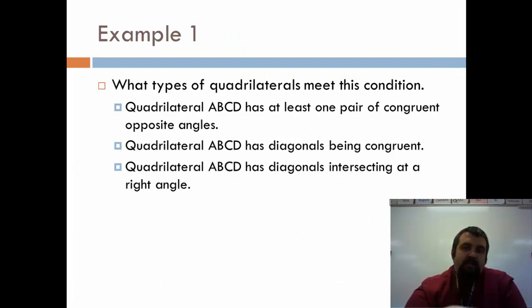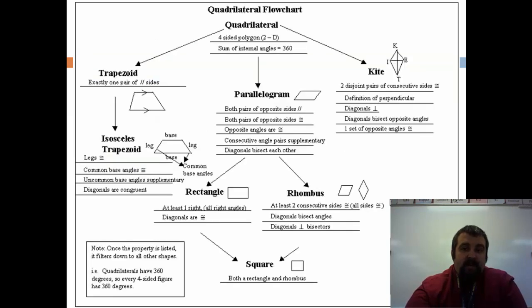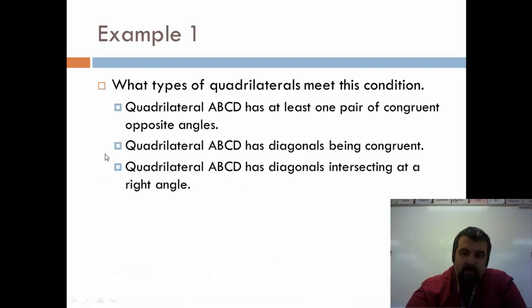Also, quadrilateral ABCD has diagonals being congruent. So I'm looking for any quadrilateral that has diagonals being congruent. I look: diagonals bisect, perpendicular, nope. Bisect, nope. Ooh, right here. Diagonals are congruent. So rectangles and consequently squares. Diagonals are congruent: isosceles trapezoid. So I'd use these three: isosceles trapezoid, rectangle, and square.